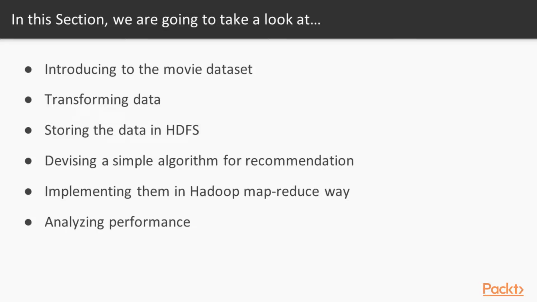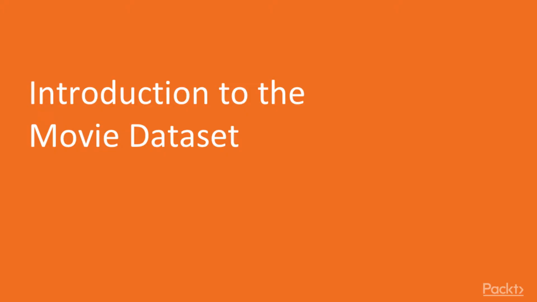In this section, we're going to take a look at quite a lot of things. The first thing is the introduction to the movie dataset provided by GroupLens. We're going to look at some data transformation for the recommendation algorithm that we're going to create. Then we're going to see how to store the data in HDFS, devise a very simple recommendation algorithm, implement it the Hadoop MapReduce way, and then eventually analyze performance by tweaking different parallelizations. On to the first video, Introduction to the Movie Dataset.